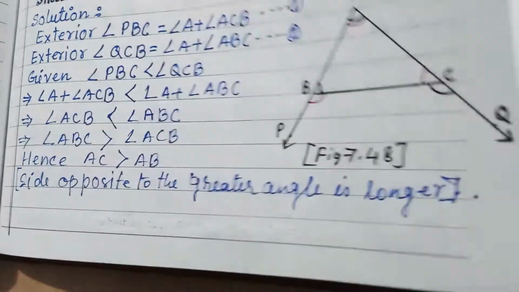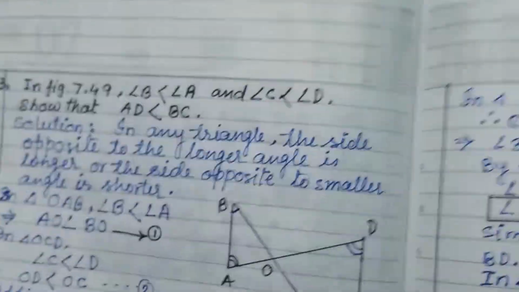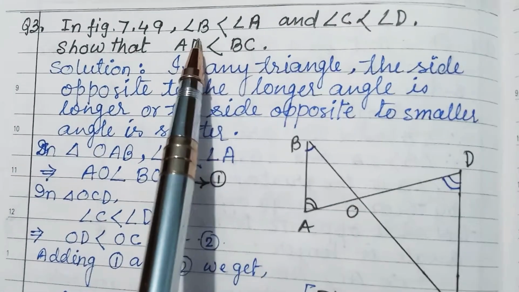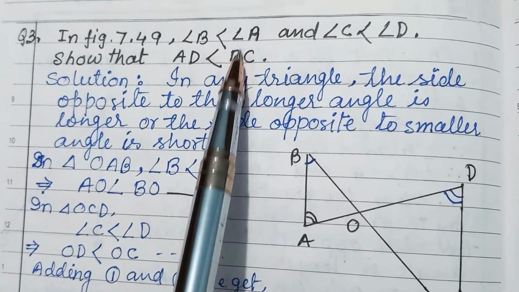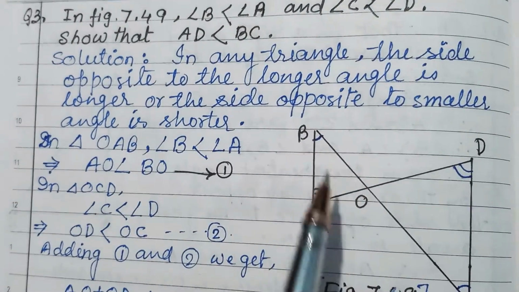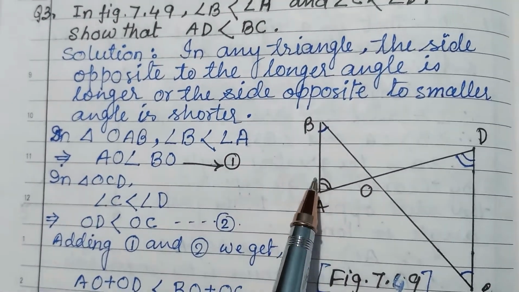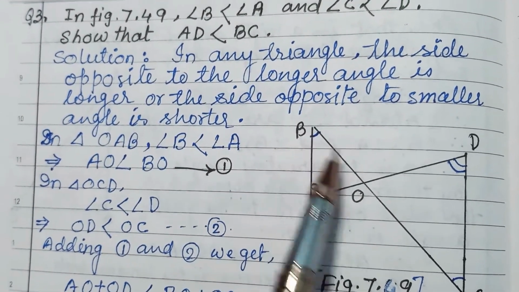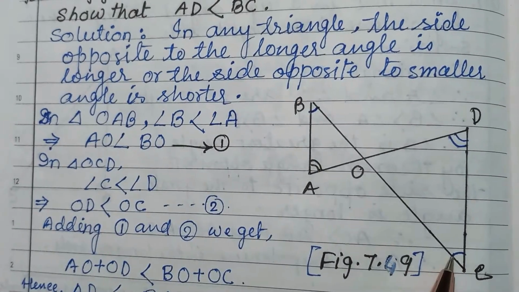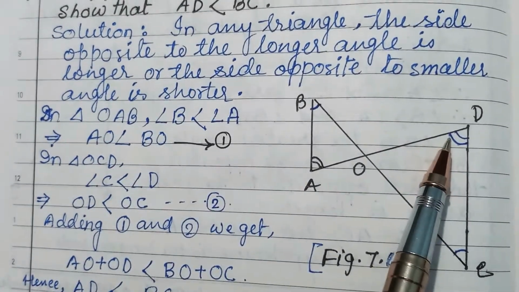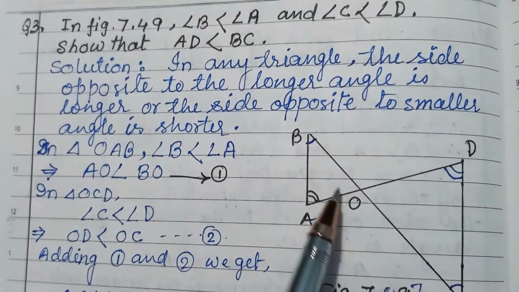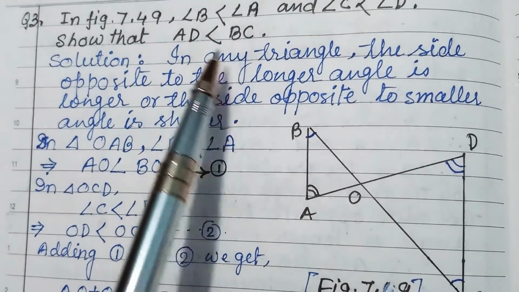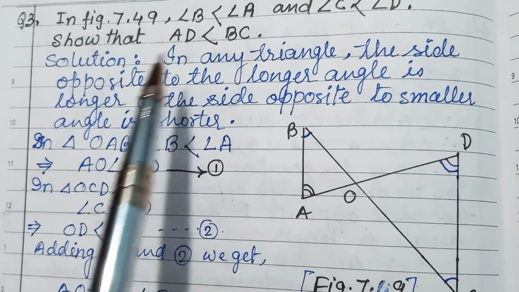Now the next question. In this figure, angle B is smaller than angle A. Here I marked it this way, it is the greater and it is the smaller. And angle C is smaller and D is greater. Show that AD is smaller than BC.